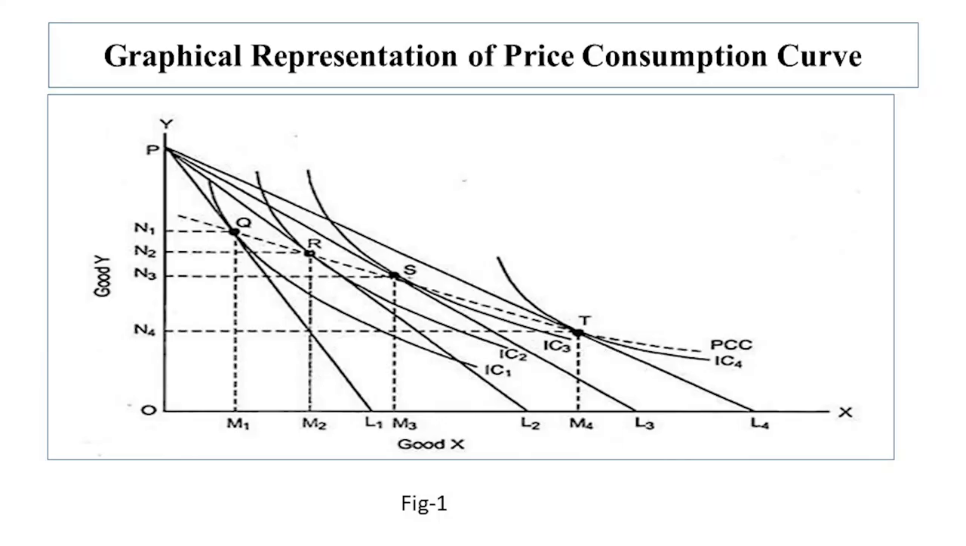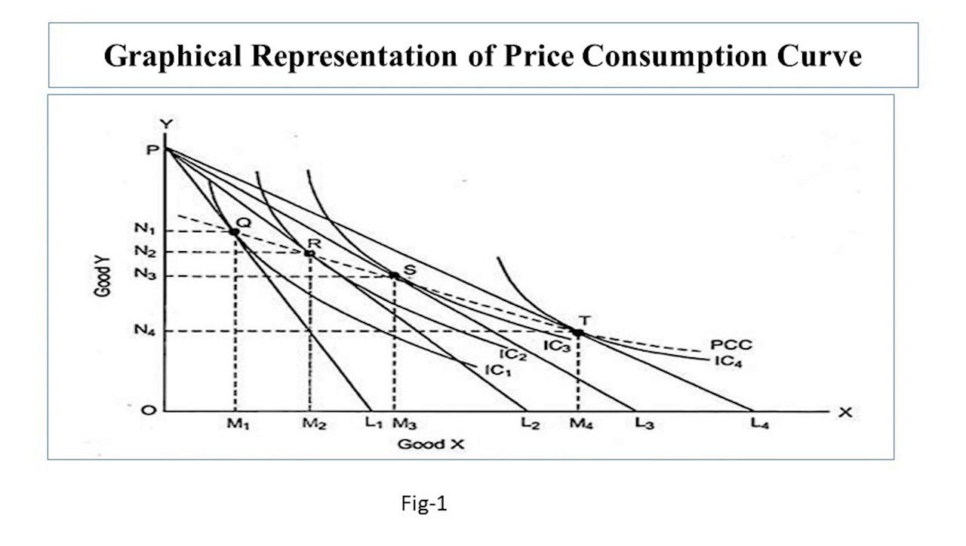When the price of good changes, the consumer would be either better off or worse off than before, depending upon whether the price falls or rises. In other words, as a result of change in price of good, his equilibrium position would lie at a higher indifference curve in case of the fall in price and at a lower indifference curve in case of the rise in price. Hence, the line joining the equilibrium points on different budget lines and indifference curves due to change in price is shown by price consumption curve.